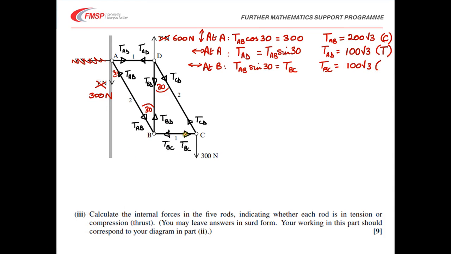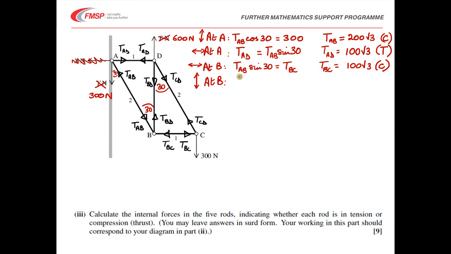And again, looking at the diagram, you can see here that TBC has to be a thrust because that rod is in compression, so put a little C to represent compression. After that, vertically at B, we've got 1, 2, 3, 4, 5 forces to find, so we've done 3 out of the 5.